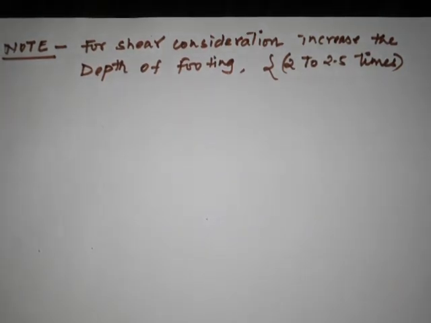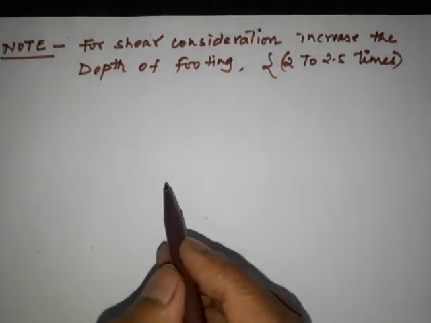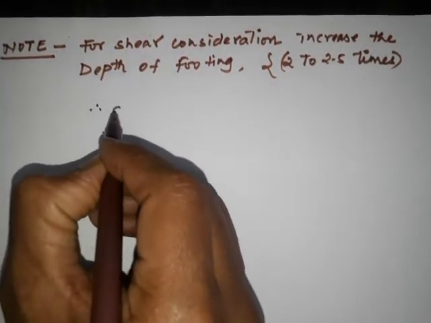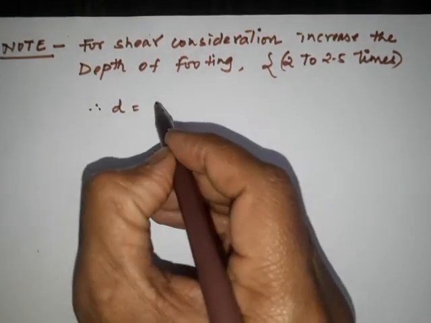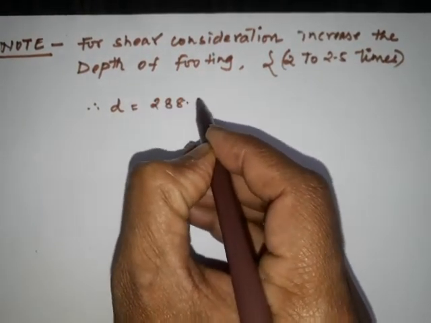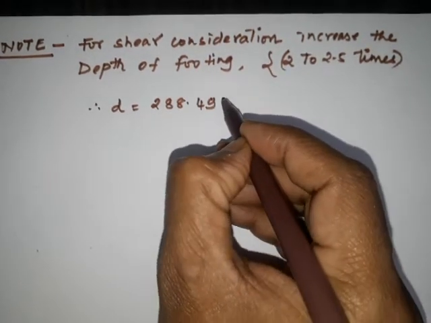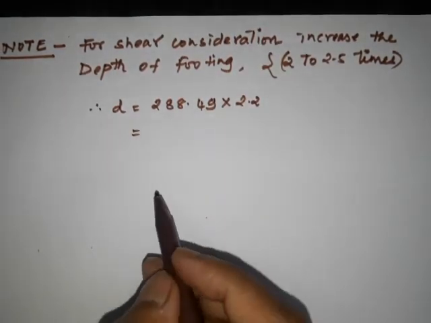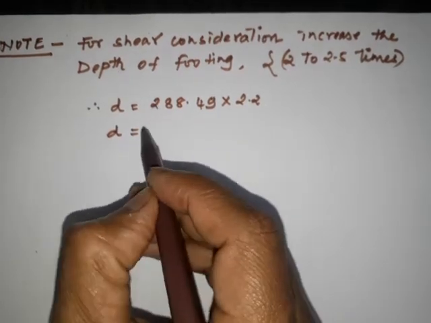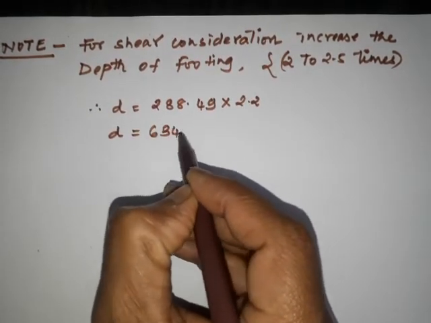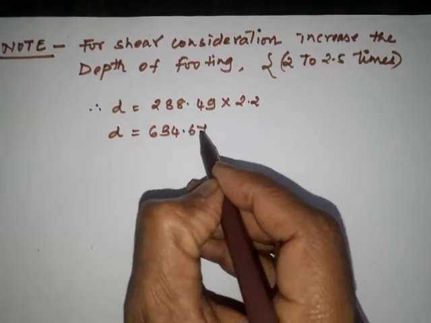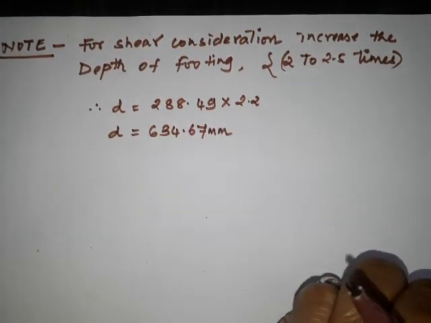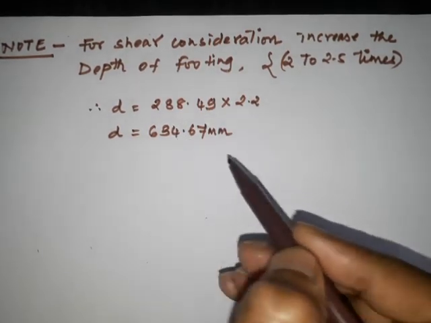So in the first problem we increased 2 times. So I will go for a little bit higher side. Therefore D is equal to, I will increase this 288.49, the depth you have got, by 2.2 times. By increasing 2.2 times, we will get 634.67 mm.